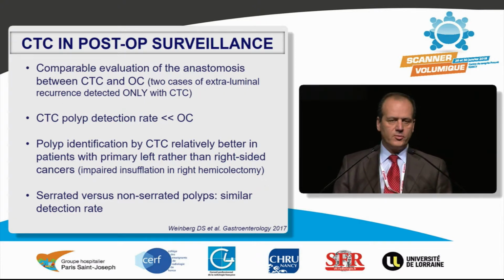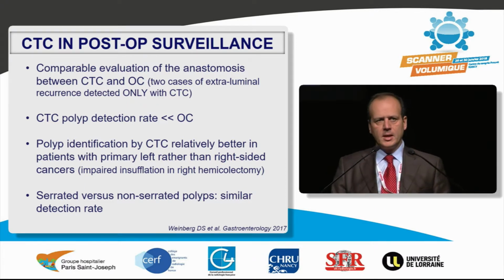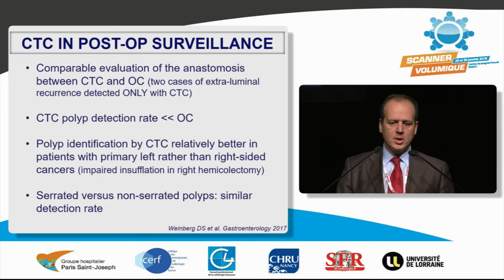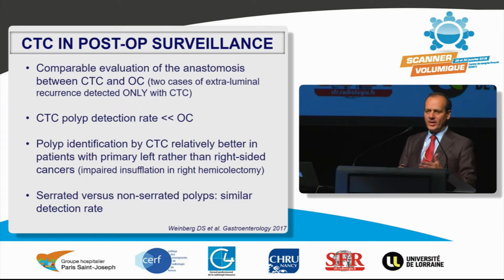But the polyp identification rate, of course, is higher for optical colonoscopy, and probably there were some problems in the distension, especially in patients with the right hemicolectomy, the loss of the ileocecal valve. So probably the poor distension of the colon affected the bad results. But that's an area where we need more investigation.